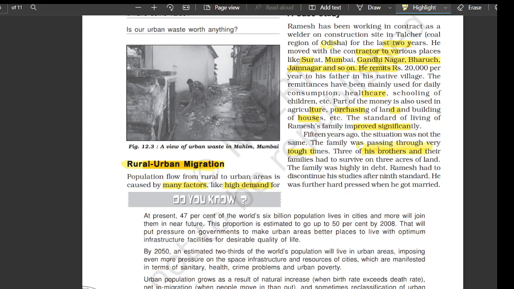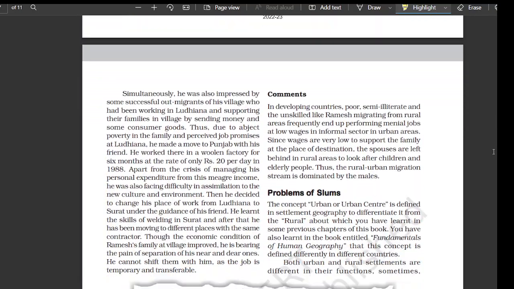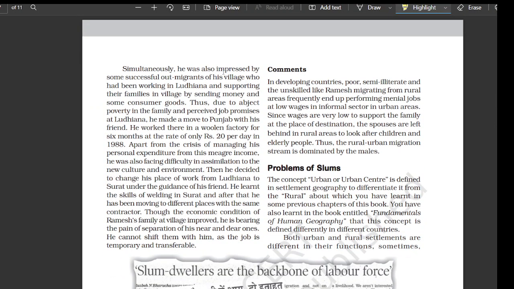Three of his brothers and their families had to survive on 3 acres of land. The family was highly in debt. Ramesh had to discontinue his studies after the ninth standard. He was further hard pressed when he got married. Simultaneously, he was also impressed by some successful outmigrants of his village who had been working in Ludhiana and supporting their families in the village by sending money and some consumer goods.